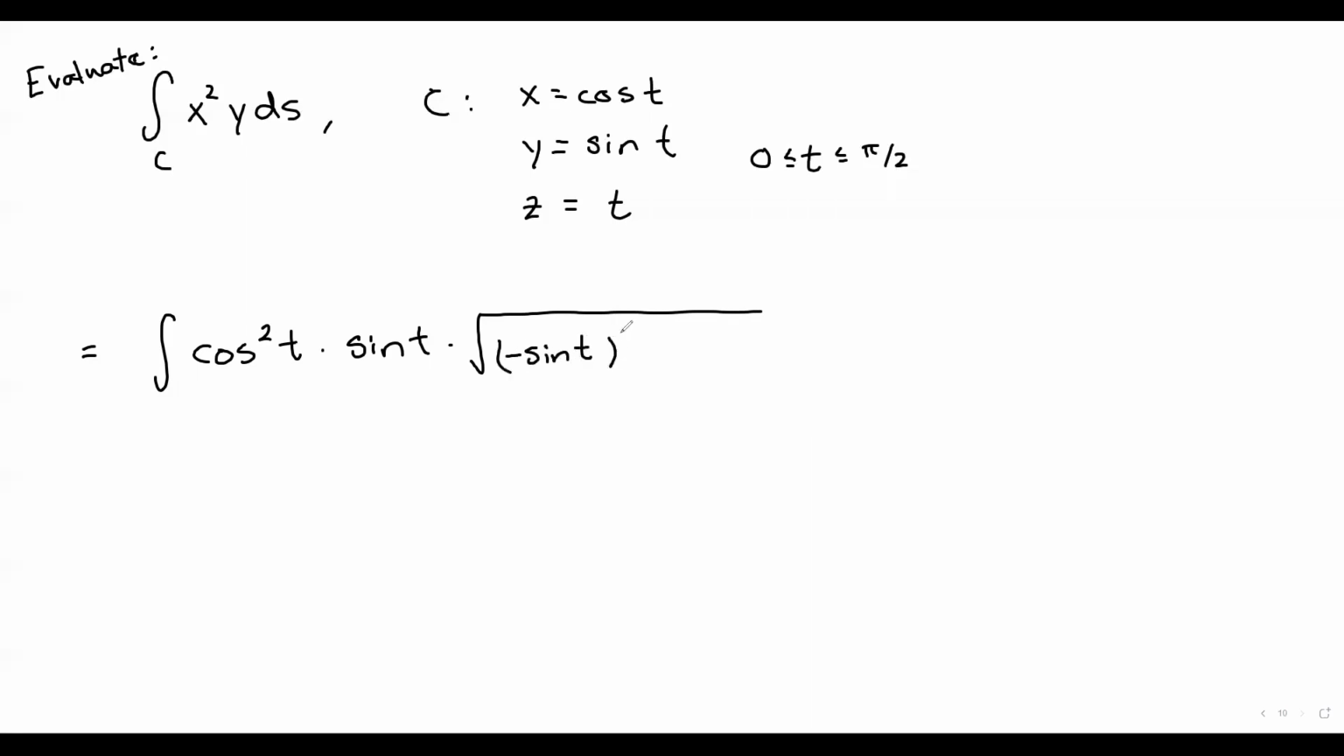Then we want to take the derivative for y, that's going to be cosine t, and square it. And then take the derivative for z, which is going to be 1, and square it, dt. And then what should our bounds be?